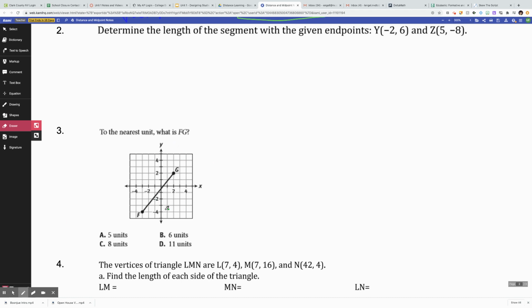Right? They didn't give you coordinate points. So when they give you a drawing, you have to figure out what the coordinate points are first. So you need to get these 2 points, whatever they are. You have to use your knowledge of the coordinate plane to pick out what those points are, and it's having you estimate.